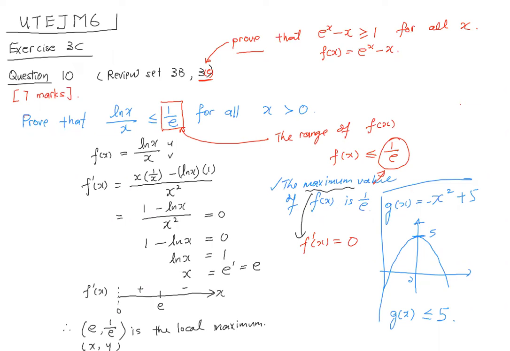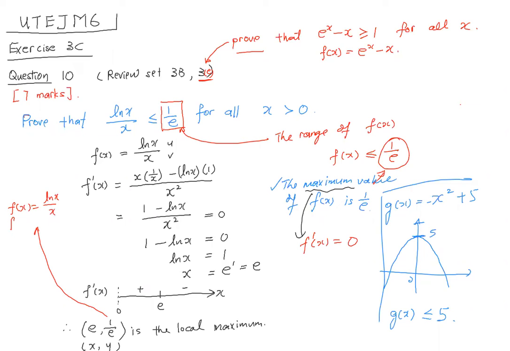Haoshen, you answer me. Esther said she doesn't know. How do I know here the Y coordinate must be 1 over E? Because of the fx function, is it? Yeah, you are right. fx is ln x over x.